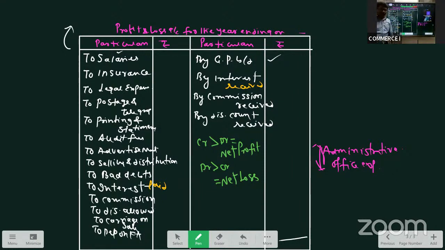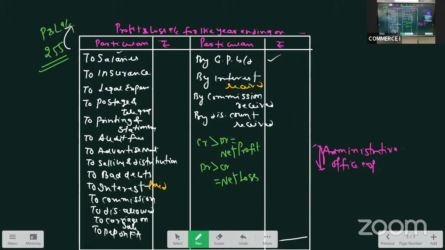Just see that the item which belongs to trading is placed in trading, and the item which belongs to P&L is placed in P&L properly. If it is an expense, debit; if it is an income, credit. Place properly, and you'll be awarded marks. So as I told, it is page number 255. Refer to page number 255 for a complete profit and loss account specimen.